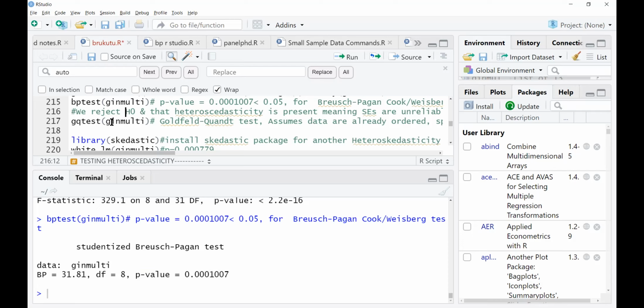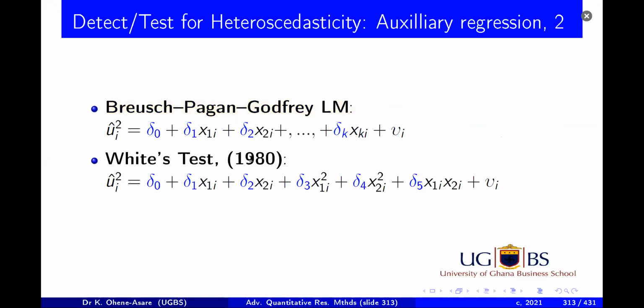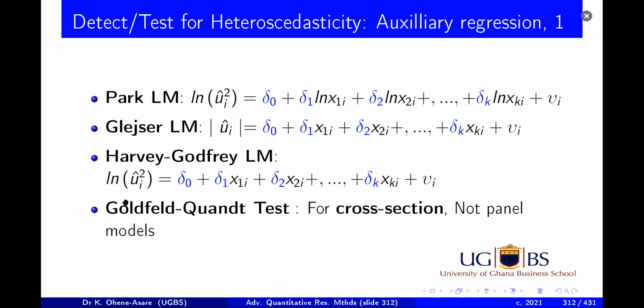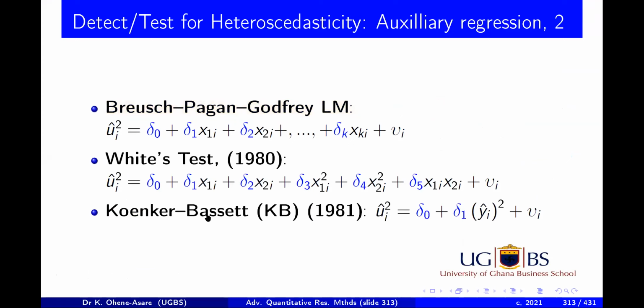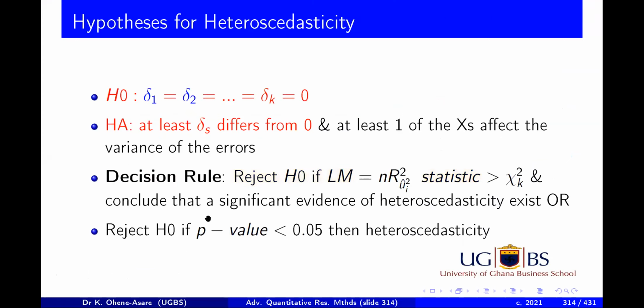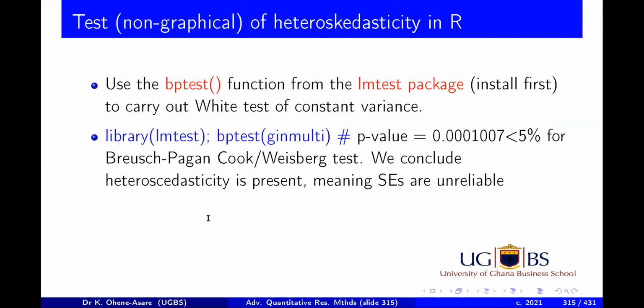Now, this is another one, GenQ, which is another test that we usually have. This is the Goldfeld-Quandt test, the GenQ. Of course, I didn't give the formula here, but there's a formula for that. And what that Goldfeld-Quandt test was also to give us another situation.